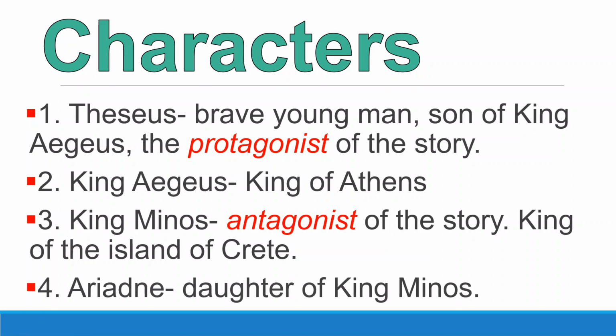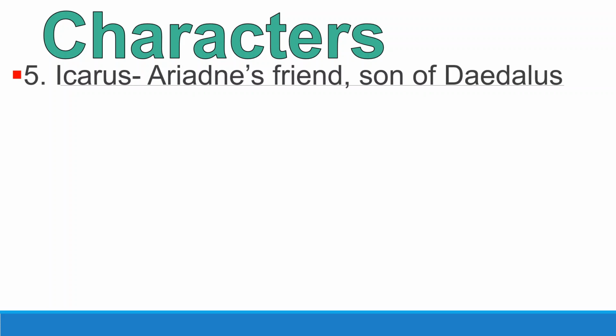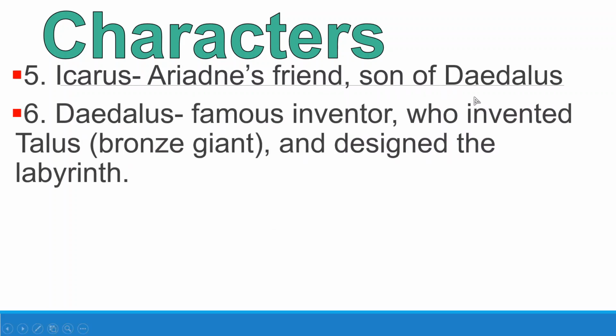Okay, let's continue with number 4. Ariadne is the daughter of King Minos. Next, for number 5, Icarus, Ariadne's friend and son of Daedalus. And Daedalus is the famous inventor who invented Talos, the bronze giant in the story who guards in and out of the island of Crete, and designed the labyrinth.